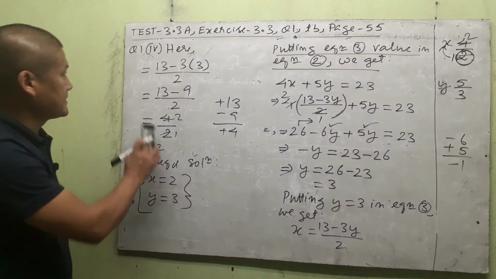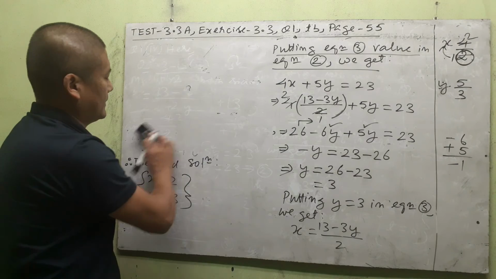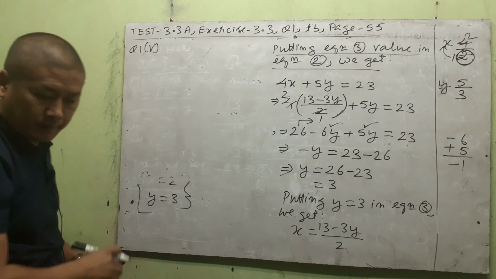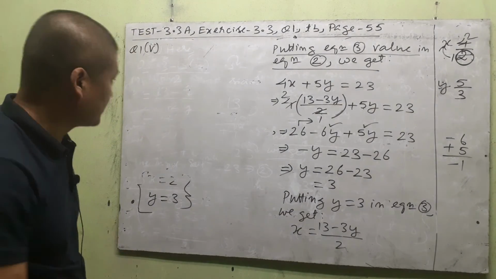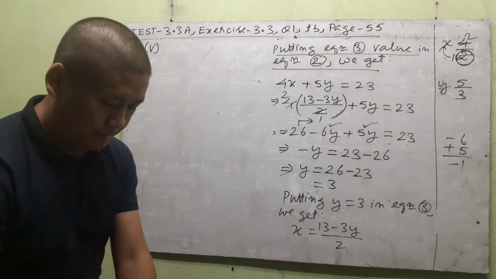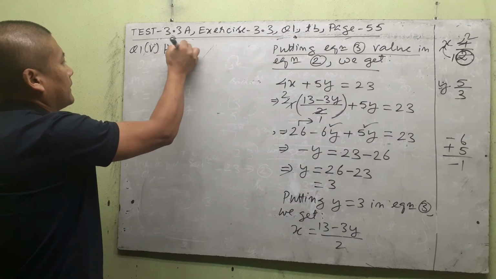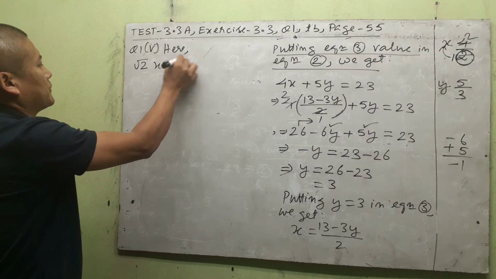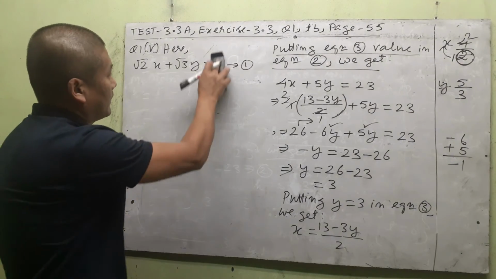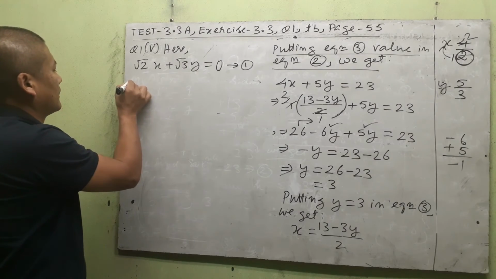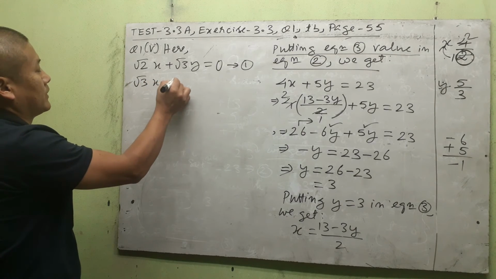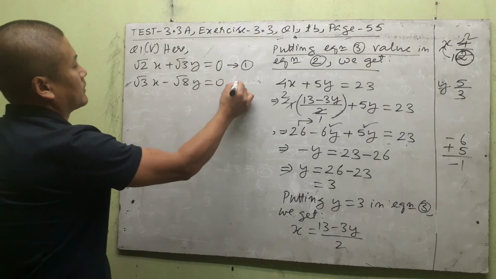One more question before we complete this test part. So question number 1, subheading 5. Two more are there, so let us do that. Root 2x plus root 3y equal to 0. Let us put this one as equation 1. Then next one, root 3x minus root 8y is equal to 0. Let us put this one as equation 2.